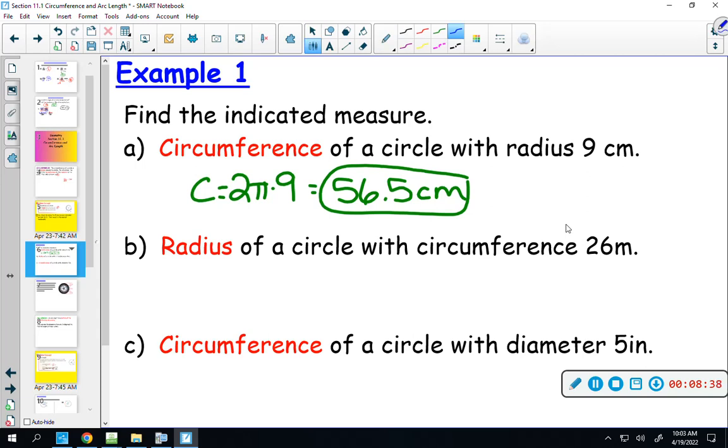Radius of a circle with circumference 26. So this time they give you the C. They tell you what it should equal. You're finding the radius. So this time, of course, I'm going to use the 2 pi r form.